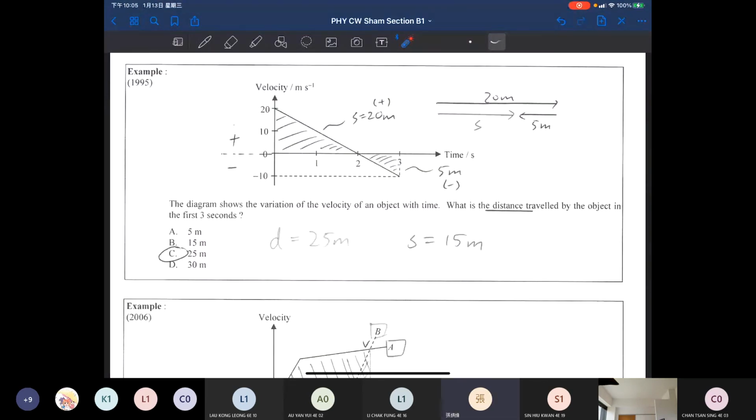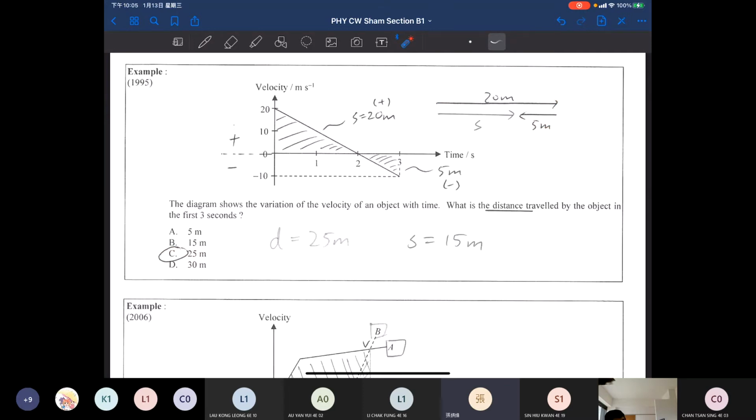Alright, example. The diagram shows the variation of velocity of an object with time. What is the distance traveled by the object in the first 3 seconds? First, this part is positive, so let's say it is moving to the right. Then calculate it. The area under the curve would be 20 times 2 over 2, the area of a triangle, so it would be 20 meters. And backward 5 meters. The question asks for the distance, and distance means the total path that it has traveled. So it would be 20 plus 5, 25 meters.